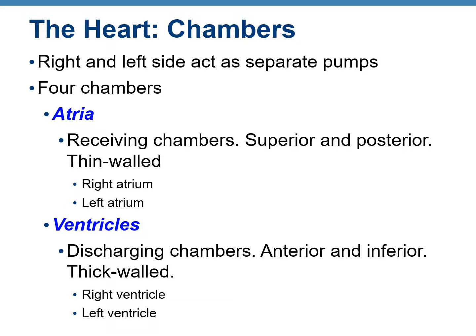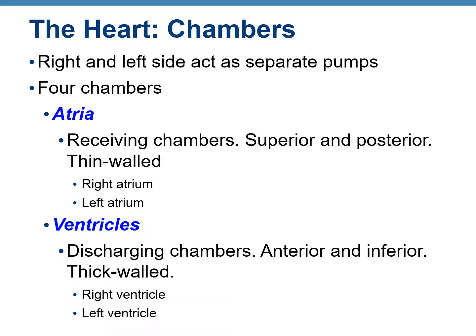Hi everyone, this is lecture 2 of topic 11 and we are continuing cardiovascular system. We are done with the outer coverings and the layers of the heart wall. So going inside the heart now, that means the anatomy of the heart.